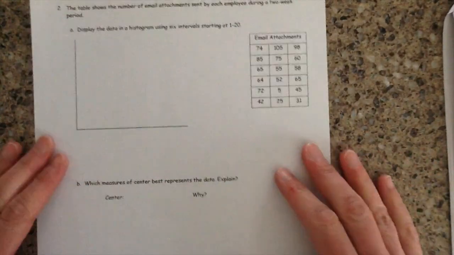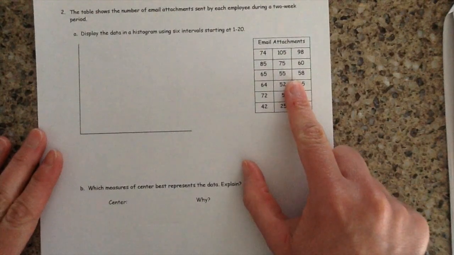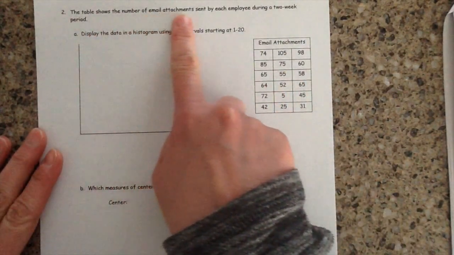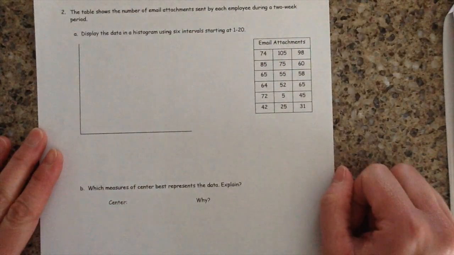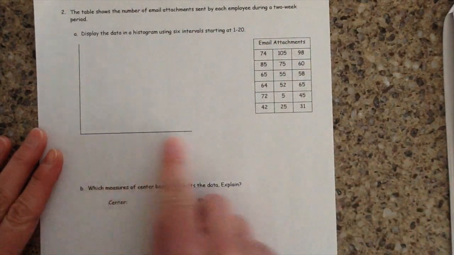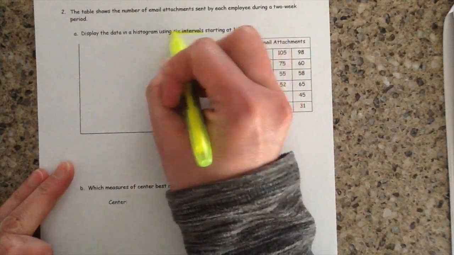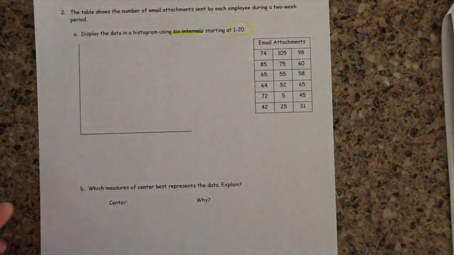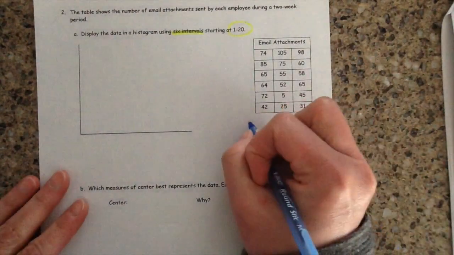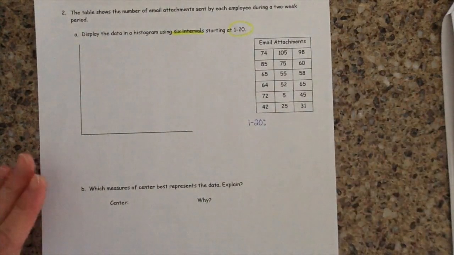So the other goal for today is to be able to draw one. We've got all this data showing the number of email attachments sent by each employee during a 2-week period. And so I need to get my intervals. Now, if you notice, they're telling me to use 6 intervals starting at 1 to 20. So I'm going to start with 1 to 20, and I know I'm going to have 6 of them.